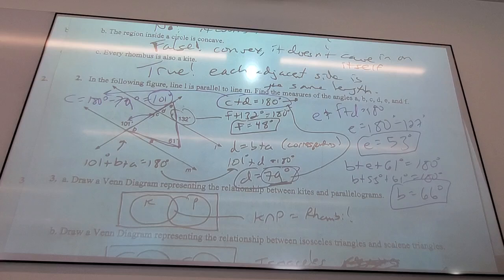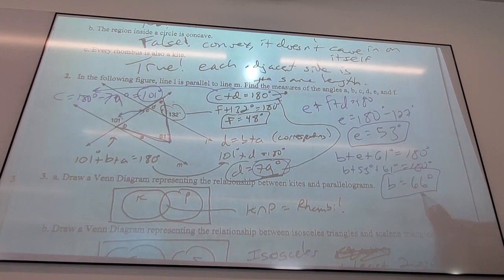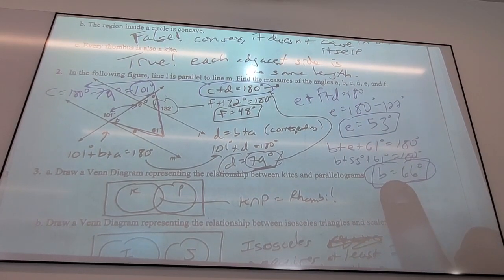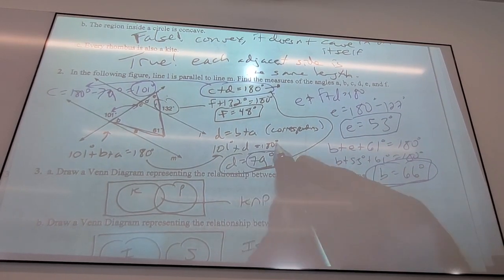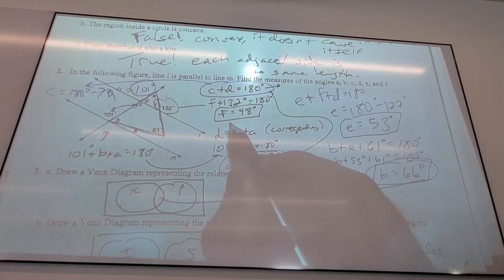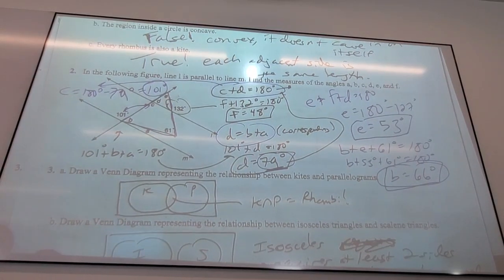Let's see, what else do we have left? We need to know what A is. We know what B is. Yes? And we know B plus A must be D. Yes?